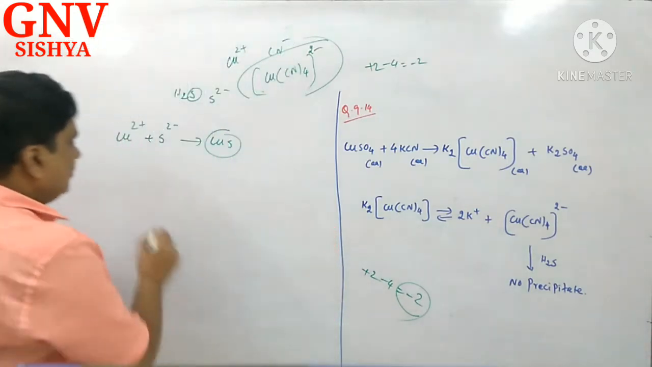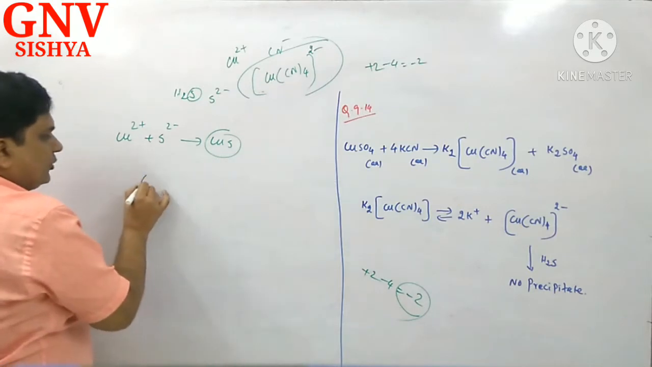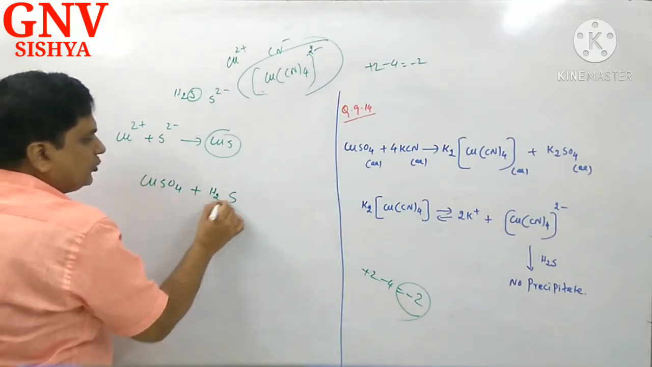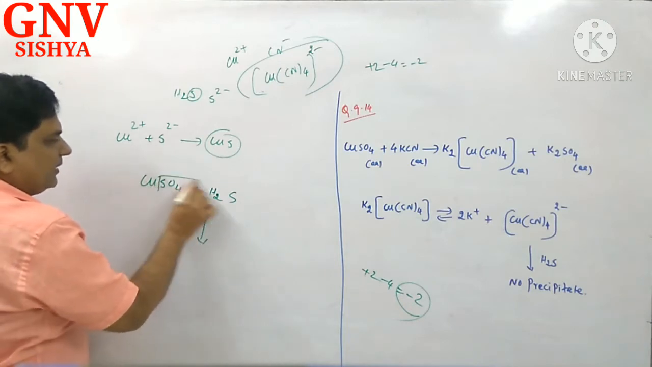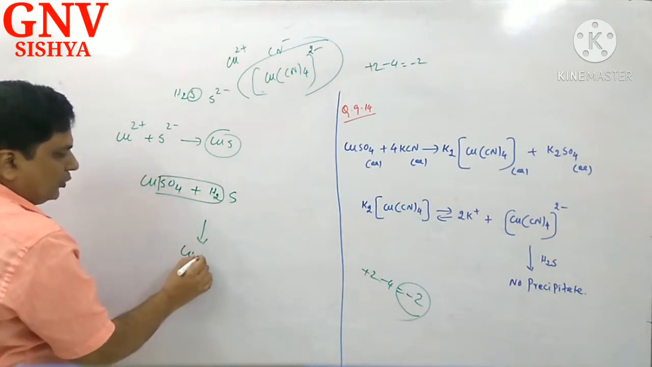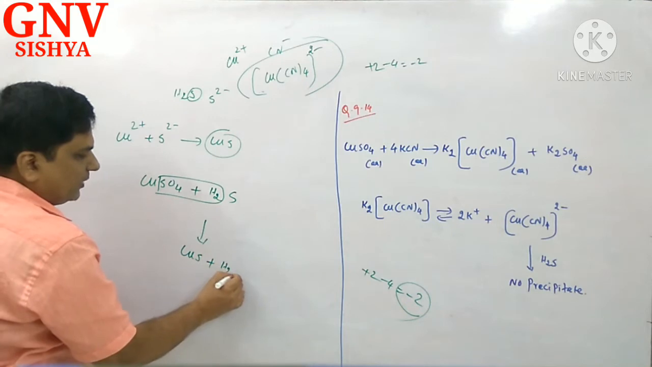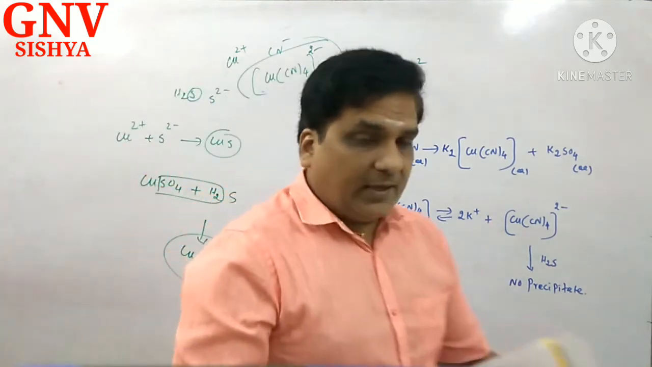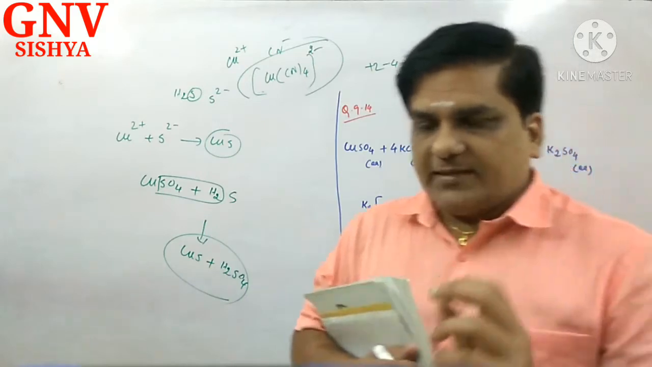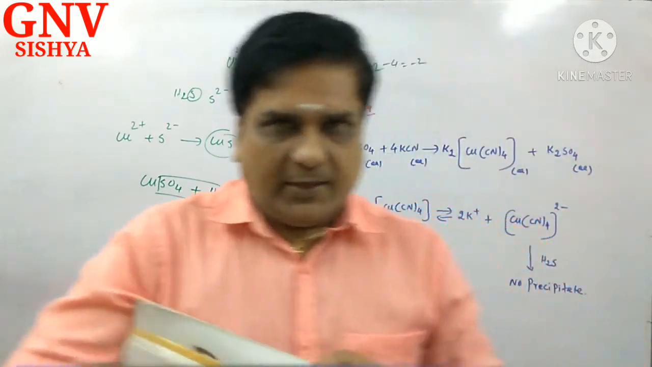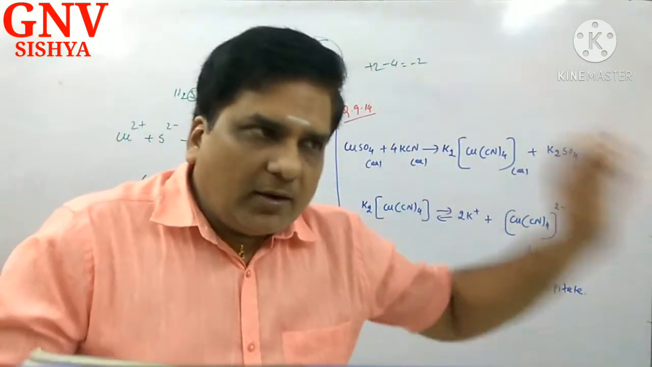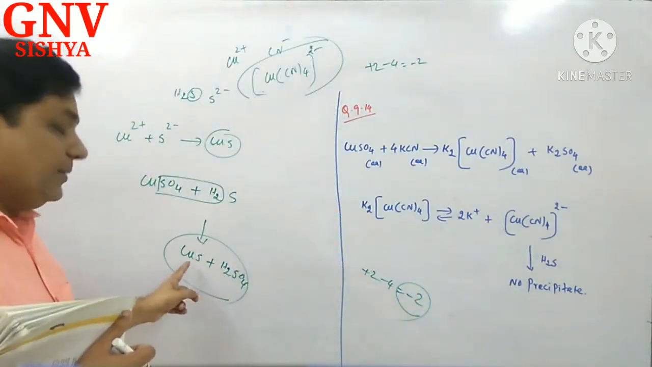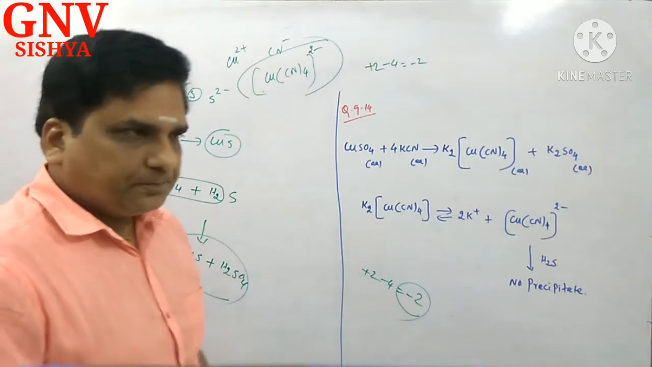Correct? Now let me tell you, this is copper sulfate solution, through which you pass H2S. What happens now? H2SO4 comes out. So you have CuS plus what? H2SO4. Correct? Actually, I do not know why they have framed the question like this. The question should have been, I tell you, to an ordinary copper sulfate solution, hydrogen sulfide is passed, black precipitate is obtained.